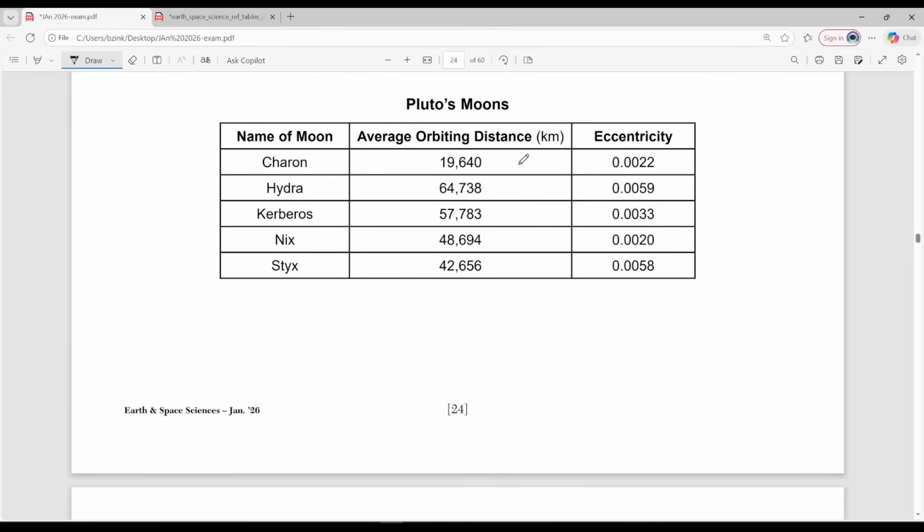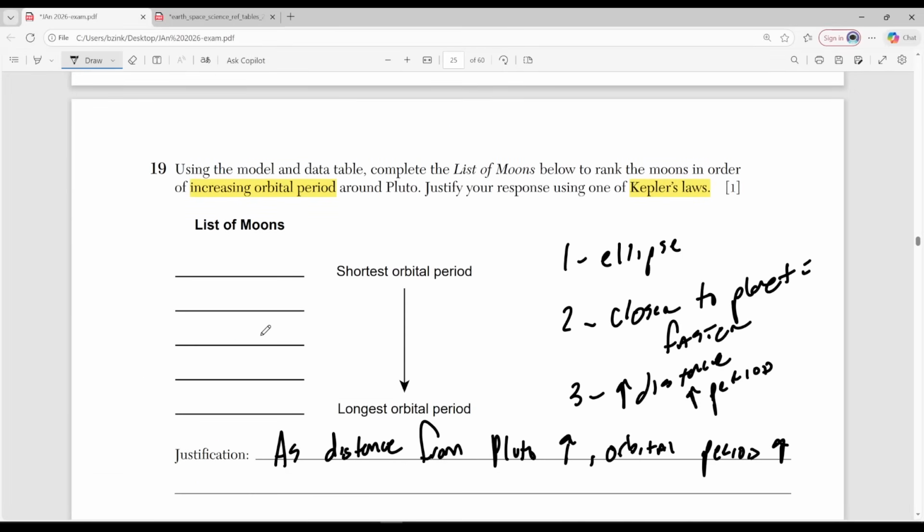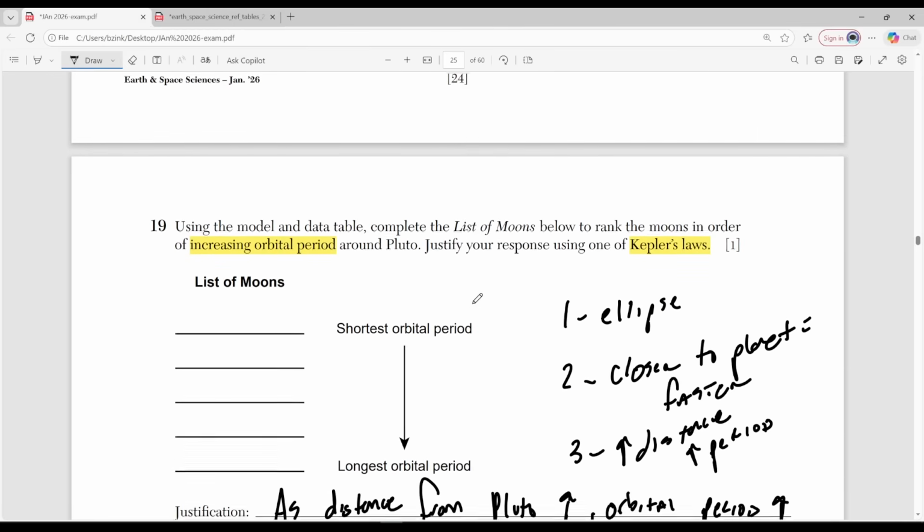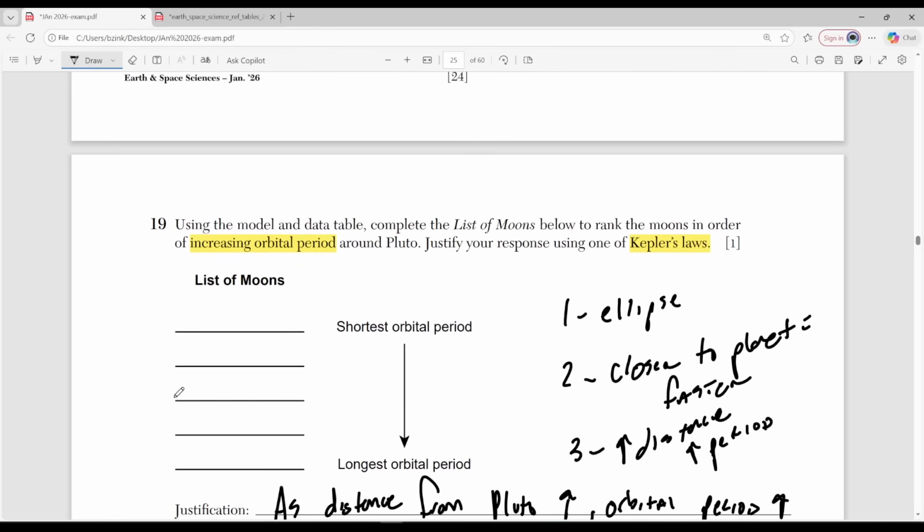So here's your orbiting distances. And what does it want us to do? 1, 2, 3, 4, 5 of them. They're not in order. So we're going to go, Charon's number 1, because we're going to go shortest orbital period. So it's going to be Charon.